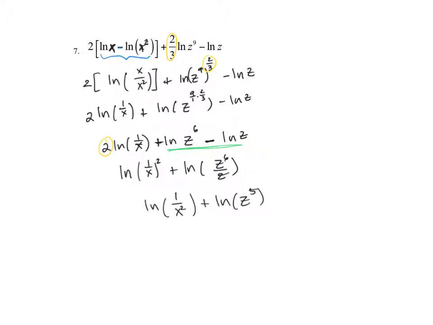All right, now we can use the product property. We've got addition here. So I'm going to go ahead and write that as a product inside a single log. So 1 over x squared times z to the 5th would be z to the 5th over x squared. And that's done. There we go.